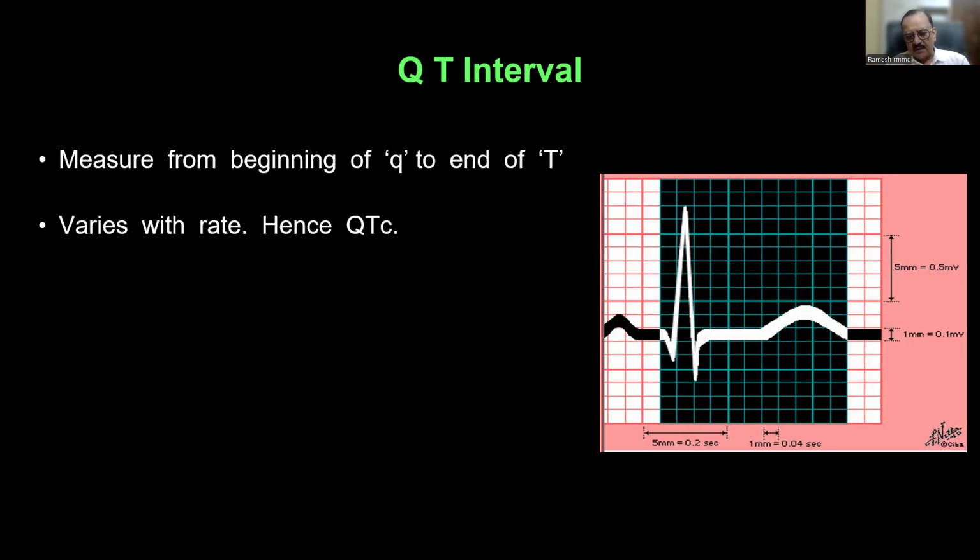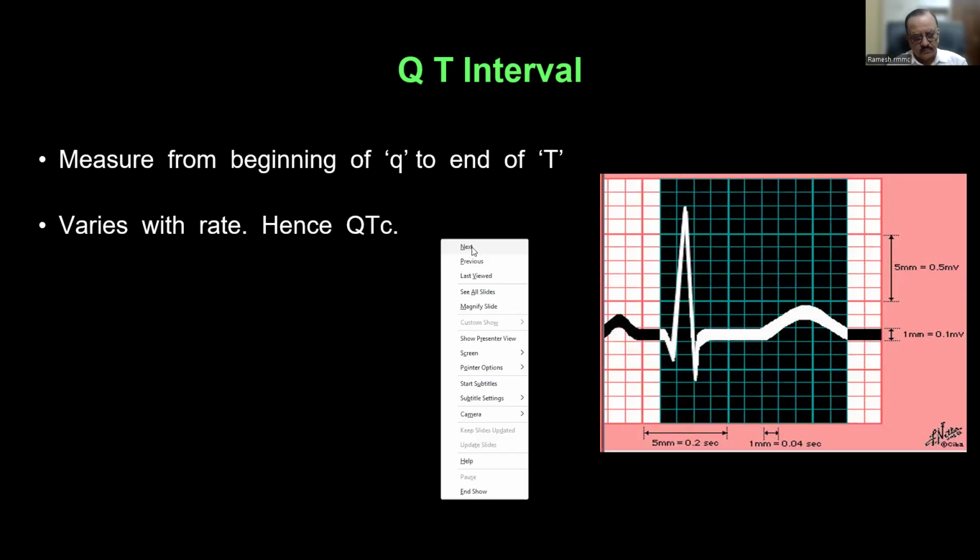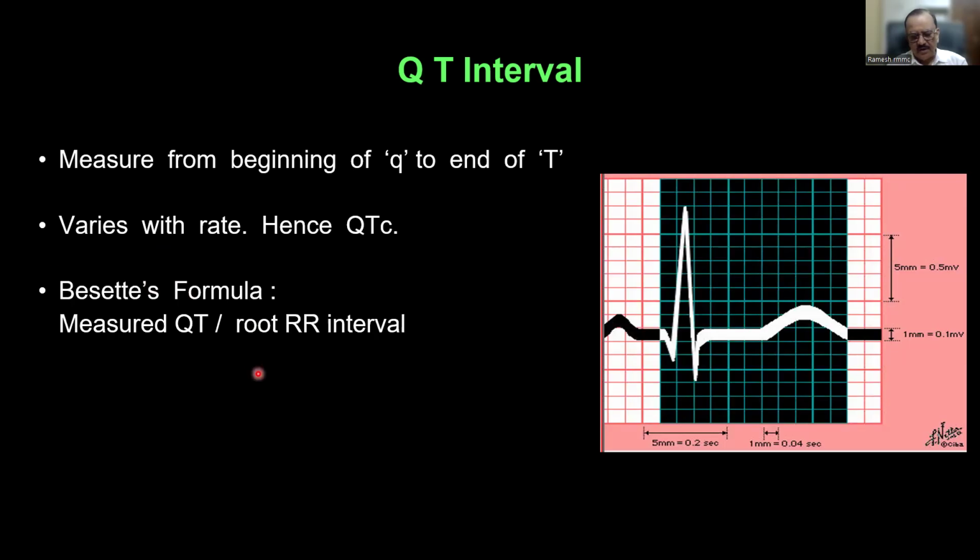So it has to be corrected by a formula called the Bazett's formula. You need not remember all those things. It's complicated. It's the measured QT divided by the square root of the RR interval. You need not worry about it. Every ECG machine will give this. If you see a calculation column, it will give you the QT as well as QTC.